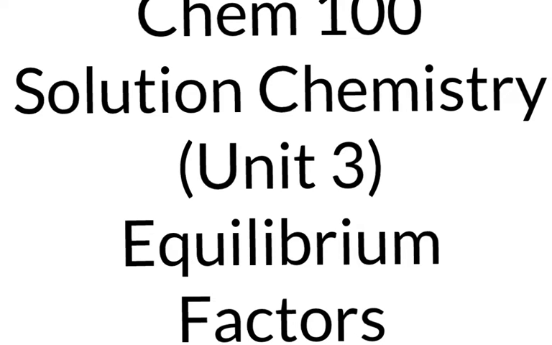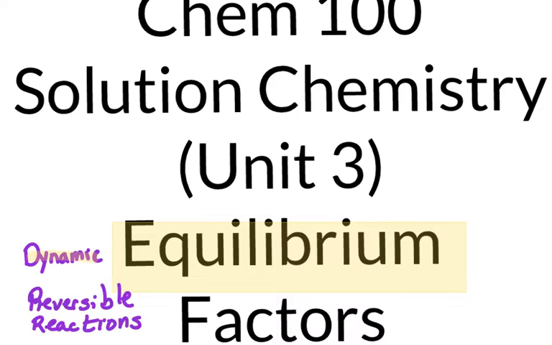In our previous video, we looked at equilibrium and what dynamic equilibrium is and what we see in the chemistry reactions, so that they're reversible reactions and that the rates of the forward and the reverse reactions are equal. Now we're going to look at some factors that may or may not affect the equilibrium.